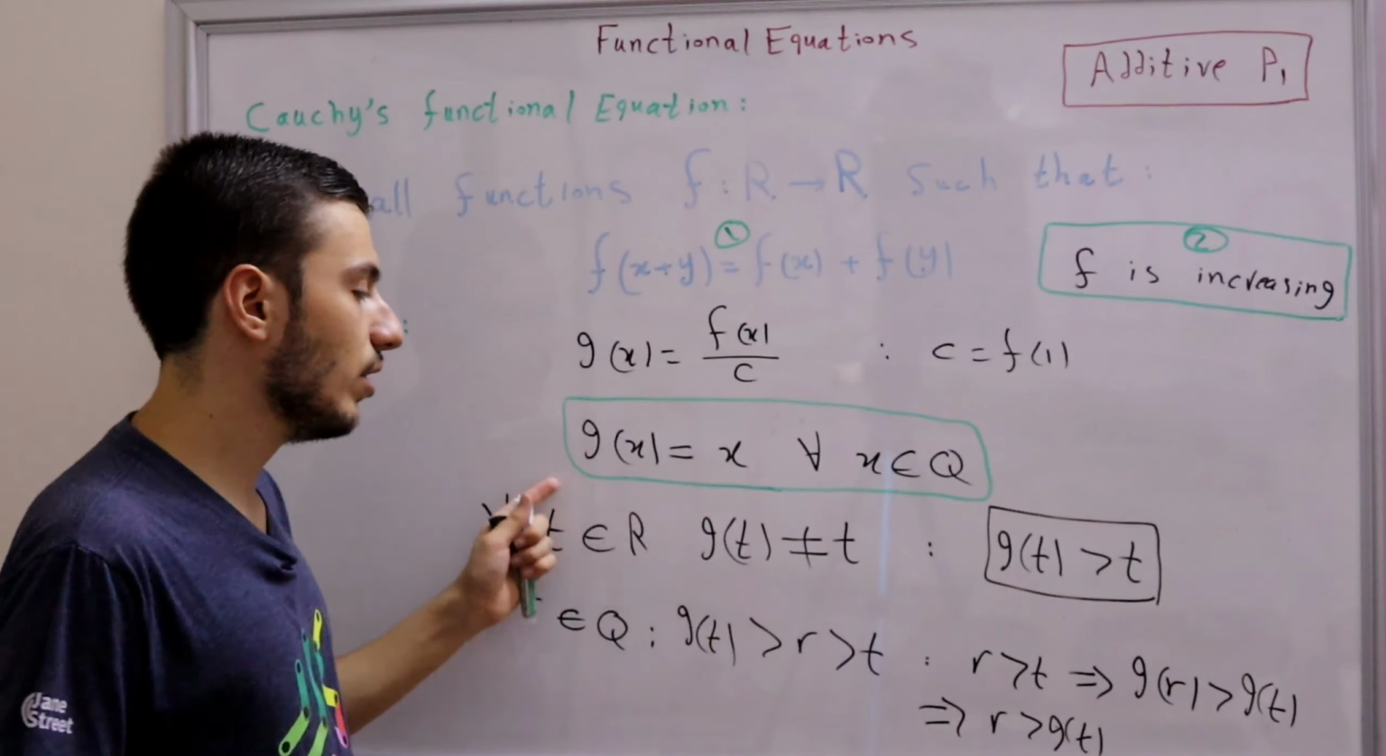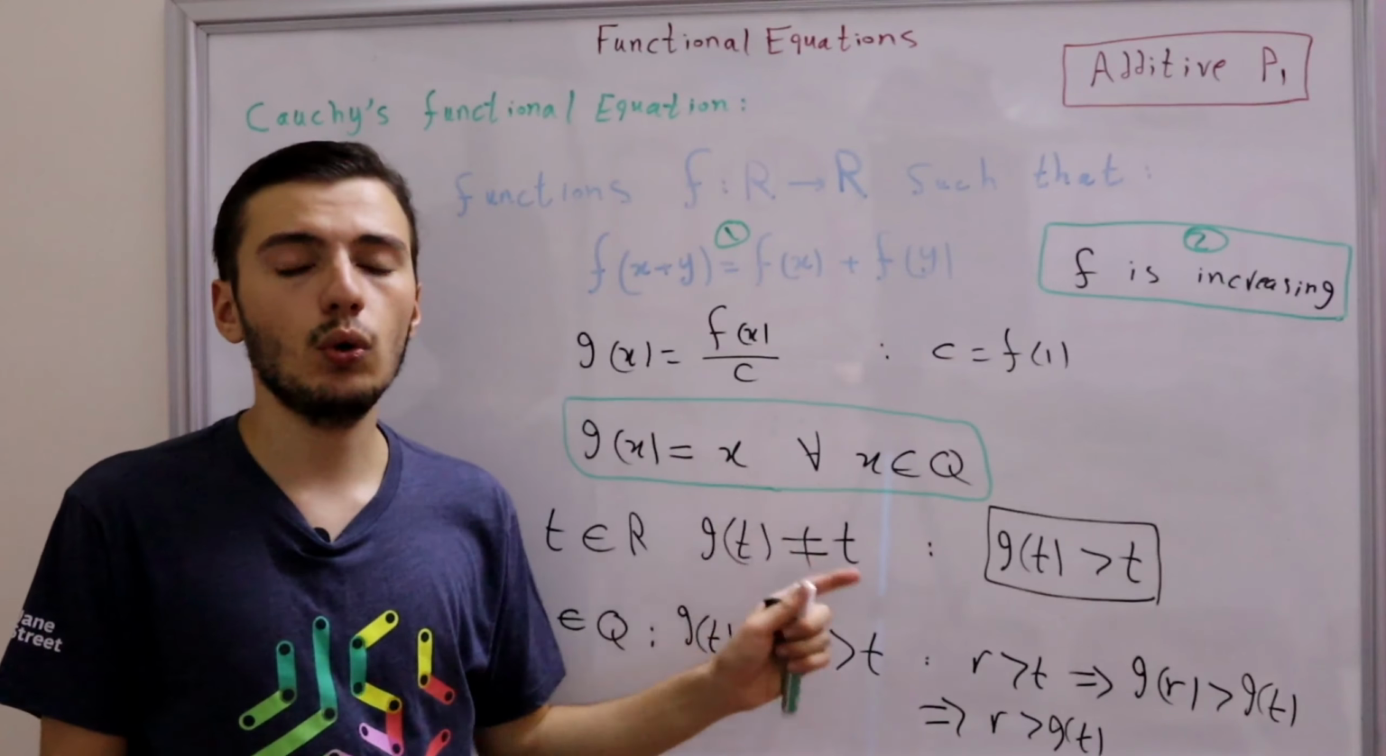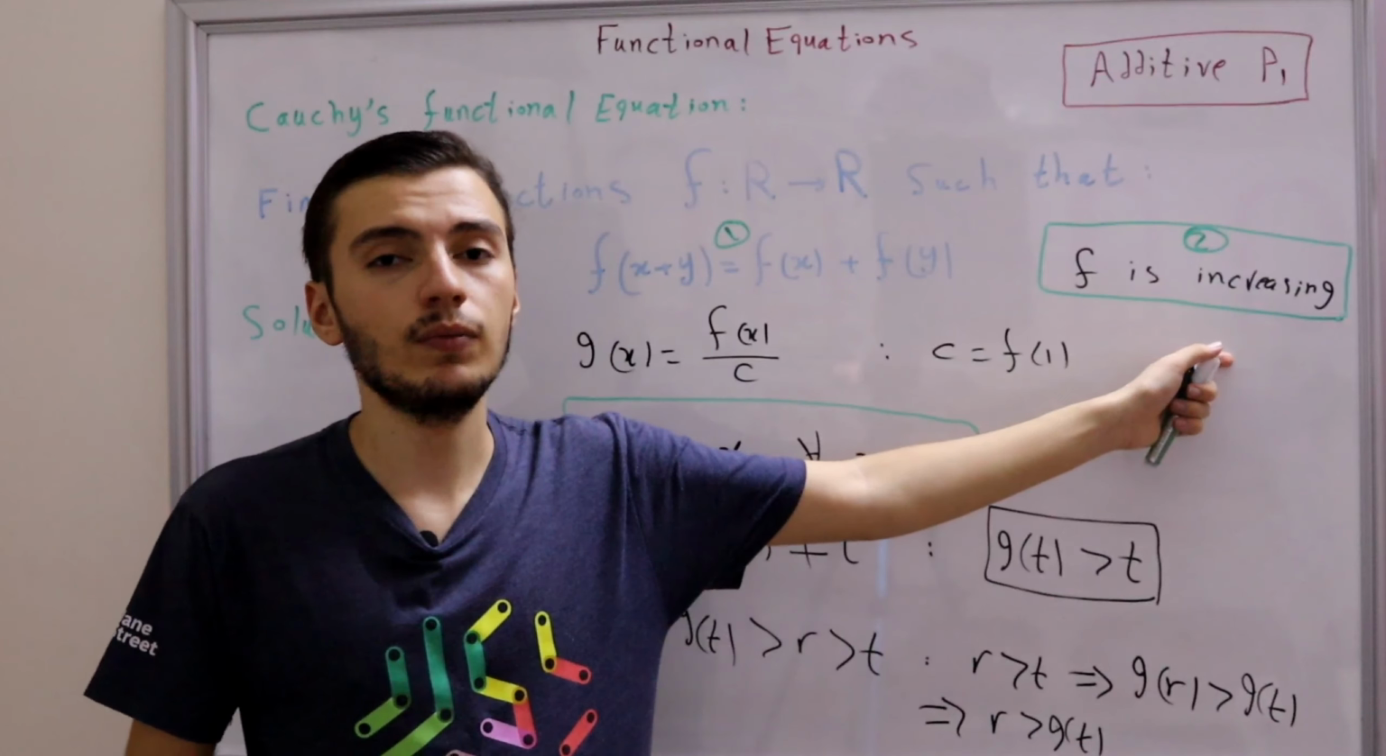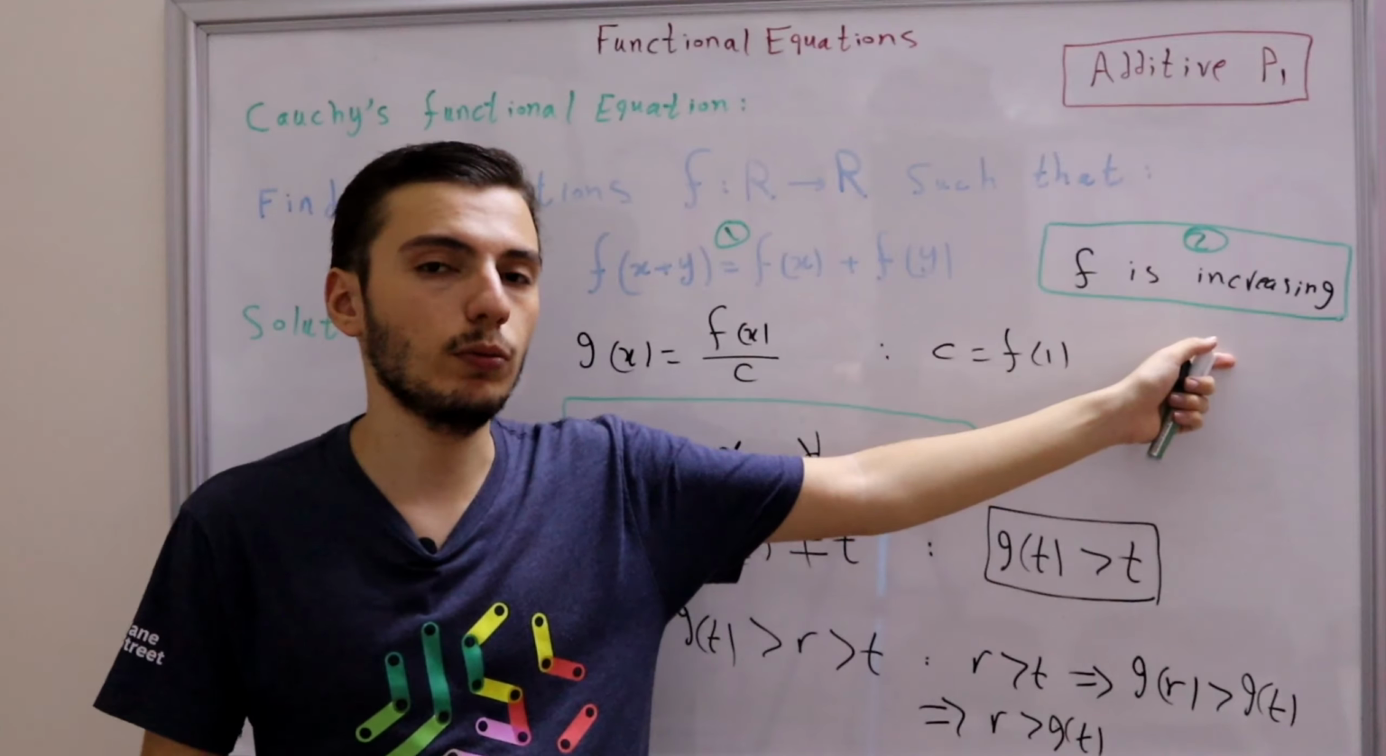That means g of x is indeed equal to x for all real numbers, and that means that indeed the increasing condition is really powerful and it solves the problem.